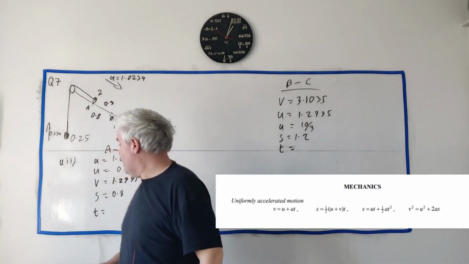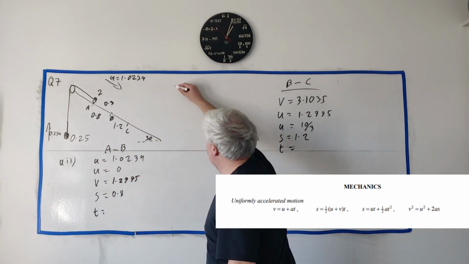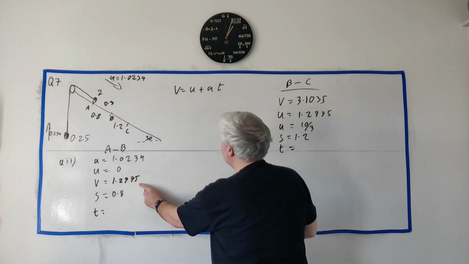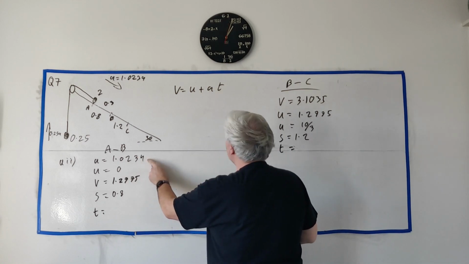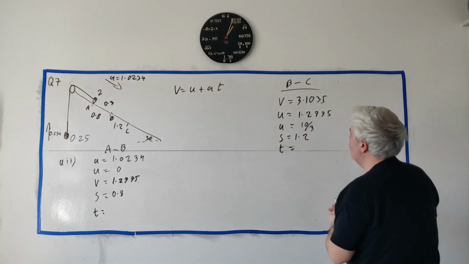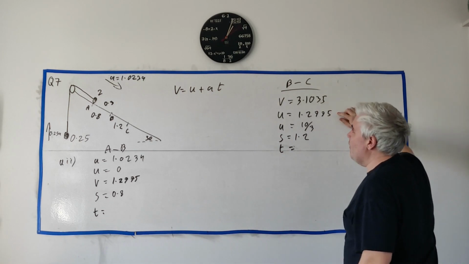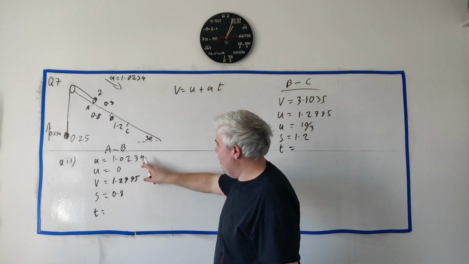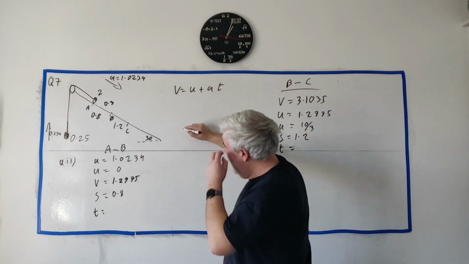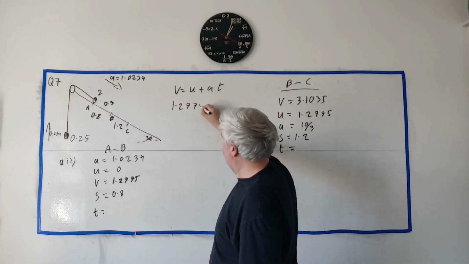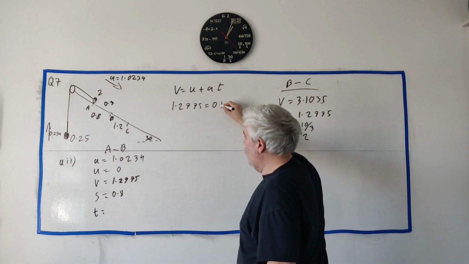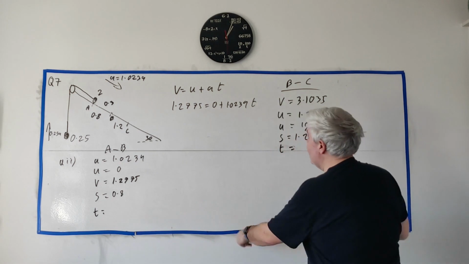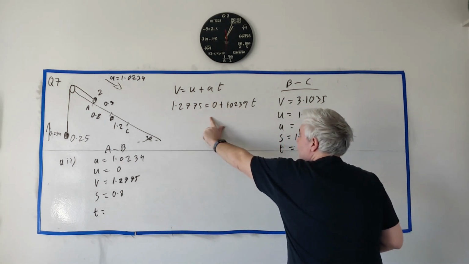I think we have a couple of choices, but the main one I would use is v is equal to u plus at. Let's see, we have v, we have a u, we have an a, and we want the t. And again over here we have a v, we have a u, we have an a, and we want the t. These work for both of them. So let's just find the t for this one, and then we'll do it for this one. Let's see, it's 1.2775 is equal to 0 plus 1.0239 times t.